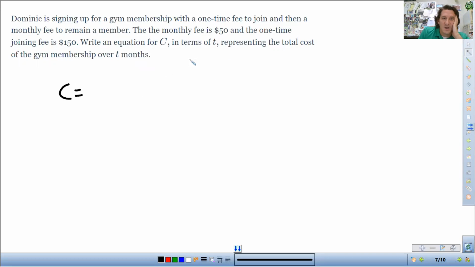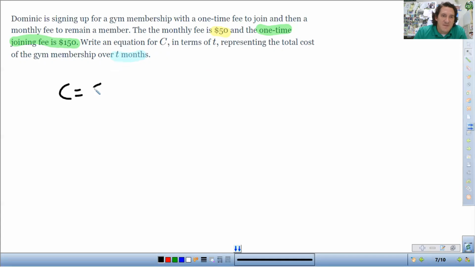T here is the cost of the gym membership over T months, so T is in months. Some important information is that $50 is the monthly fee and the one-time fee is $150, so that only gets charged once. Something that gets charged multiple times is going to get the variable on it, so you can figure out how much you get charged in total for the number of months.